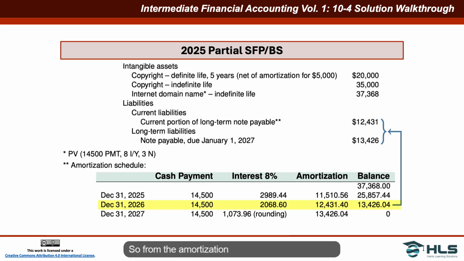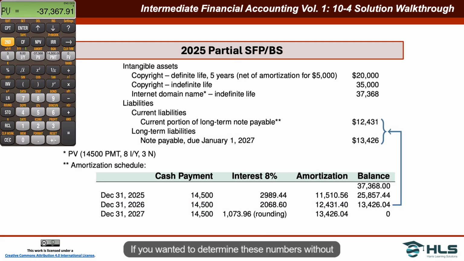So from the amortization table, we can see that the next payment includes principal amortization of $12,431. So that's how much will be reported as a current portion of the long-term note payable. The rest is the balance after the 2026 payment, which is $13,426. If you wanted to determine these numbers without preparing an amortization table, it's easy enough to do with your calculator using the amortization function, or amort.